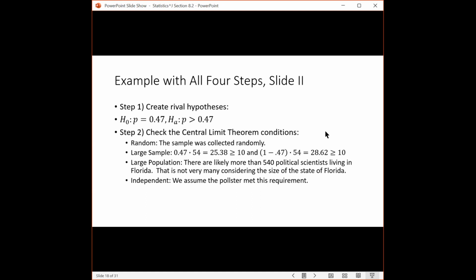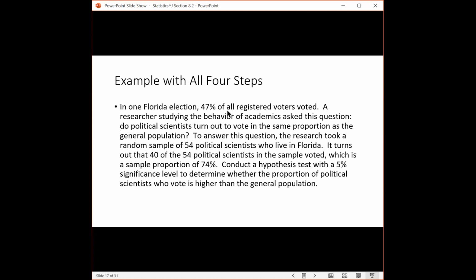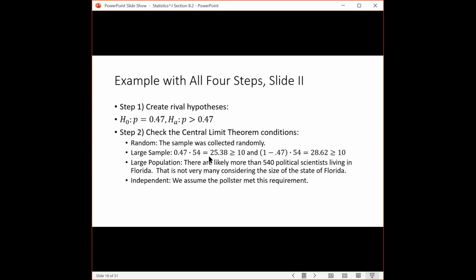Step 2, check the central limit theorem conditions. Random, look for the word random. Is it in here? It should be in here. Random sample, there we go. All right, large sample. Just go through and multiply this out. You need to get bigger than 10 for each one of these two products.